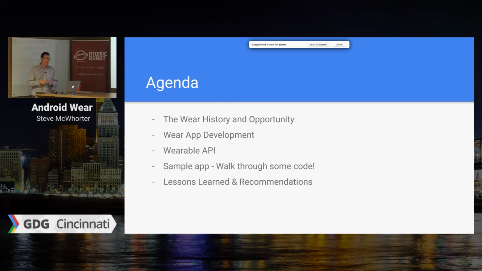We're going to spend a lot of time examining the Wearable API. So Google Play Services, the Wear API is a piece of that, and we're going to understand the different pieces it takes to actually sync data from a phone onto a wearable device. And then we're going to walk through a sample app that I put together. It's kind of a companion app for this talk. And then some lessons learned and recommendations that I can give to you guys after going through this journey.